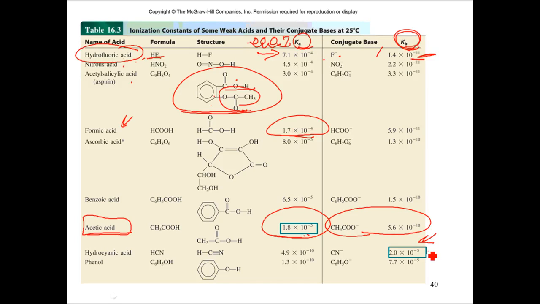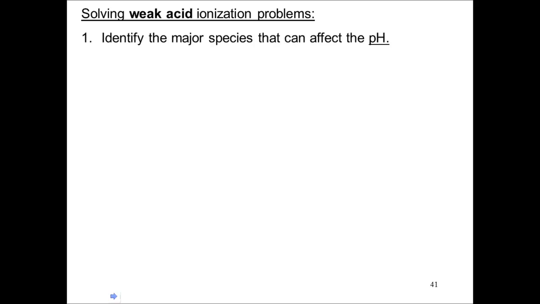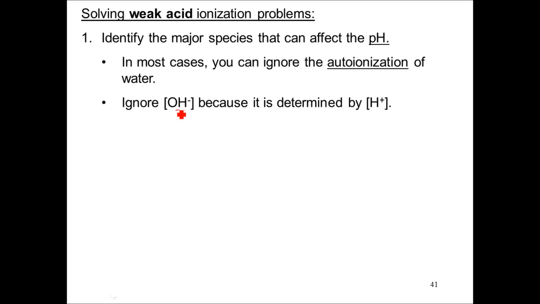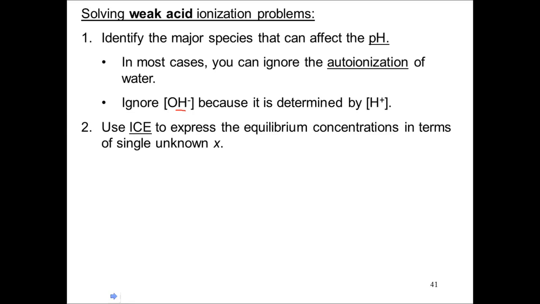Just so you realize where we're getting some of these numbers as we do our calculations, is this table. On slide 41, solving a weak acid ionization problem. Here's your job: identify the major species that affect the pH. In most cases, ignore the autoionization of water and ignore hydroxide ion concentration because it is determined by the hydronium ion concentration. Use your ICE or ICF tables to express the equilibrium concentrations in terms of a single unknown X.